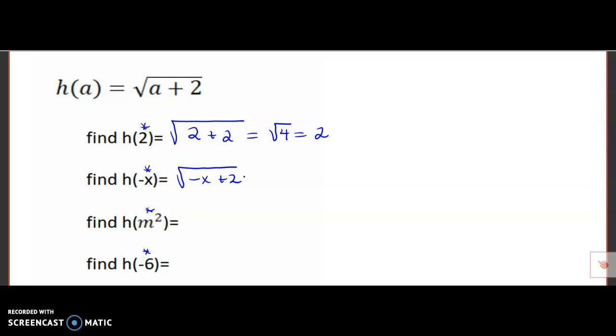When I replace the a with an m squared, I get the square root of m squared plus 2. And I can't do anything with that. I can't take the square root of the m squared and the square root of the 2. These two are separated by a plus, so I cannot, just a note, I cannot do this. That is a big no-no. You cannot break up the parts under the radical when there's addition or subtraction.